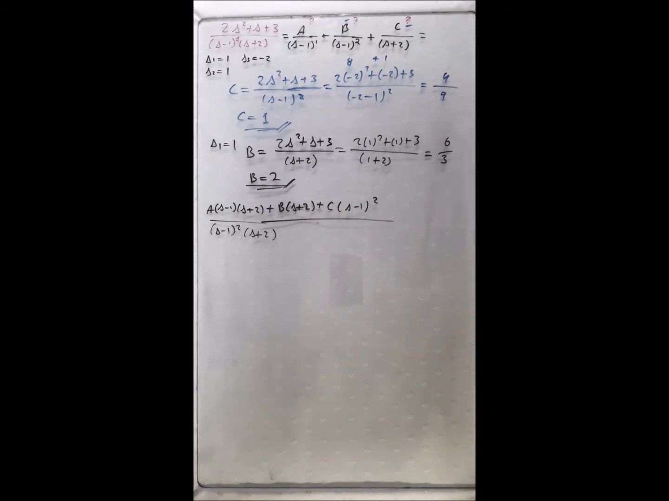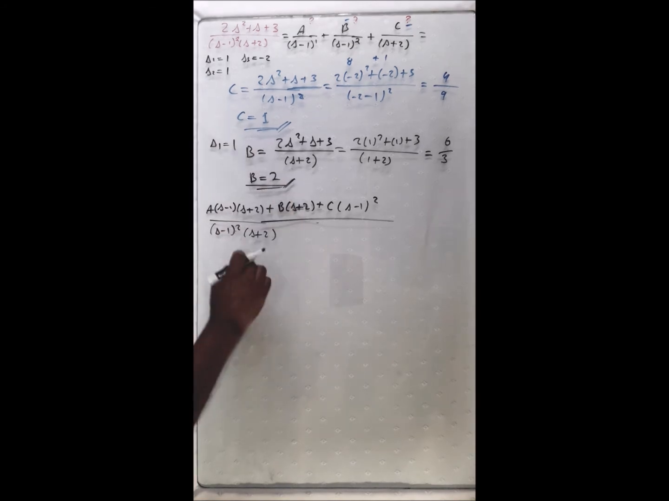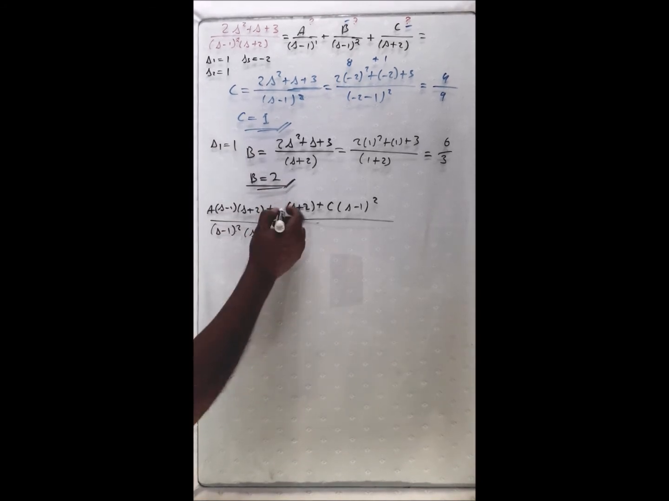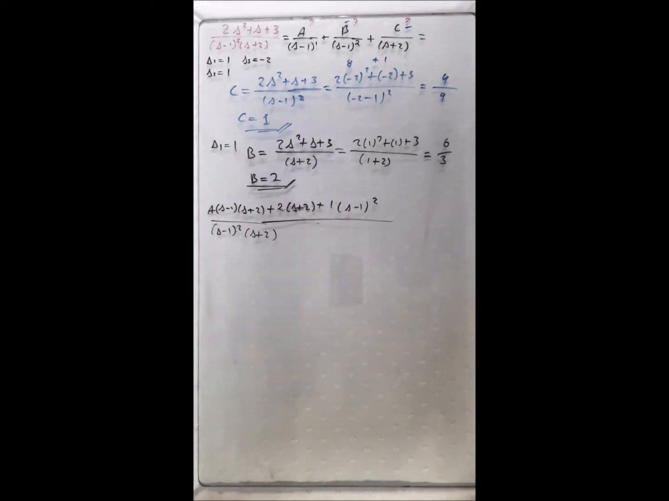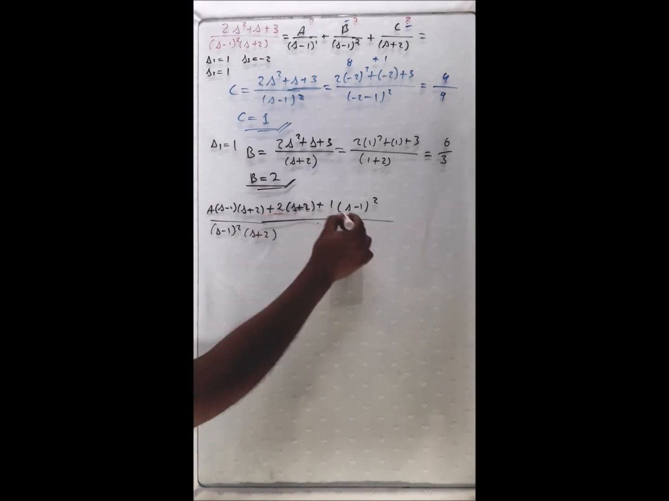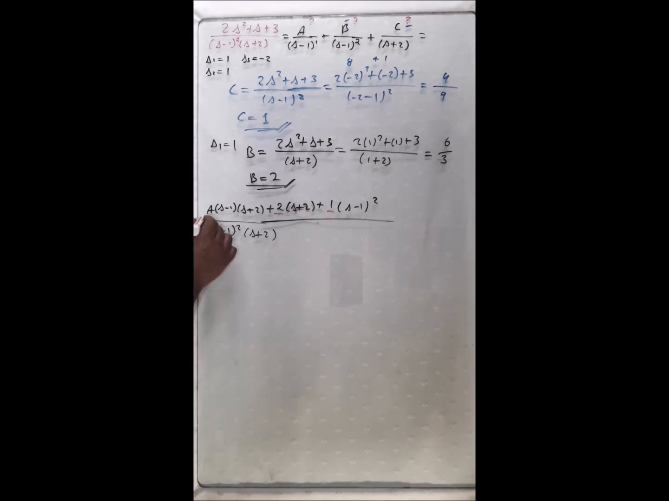Now, because you already know the values of b and c, let's make the replacement. The value of b happens to be 2 and the value of c happens to be 1. Because you already know these two values from the previous examples, the only thing that you need to calculate is the value of a.